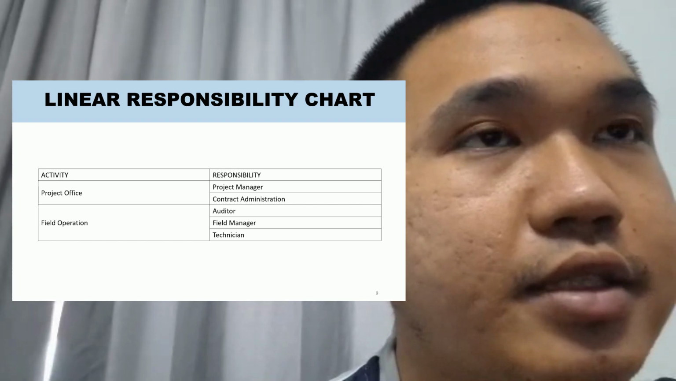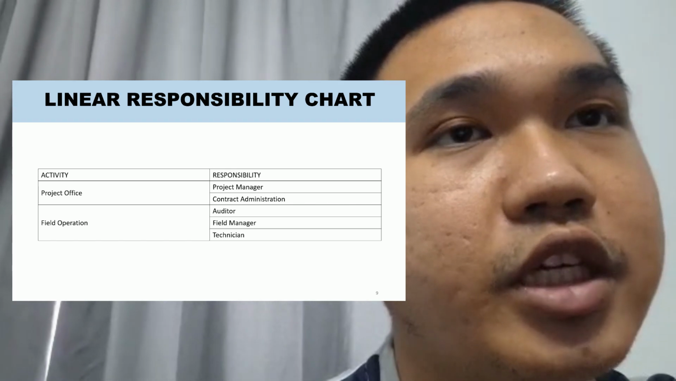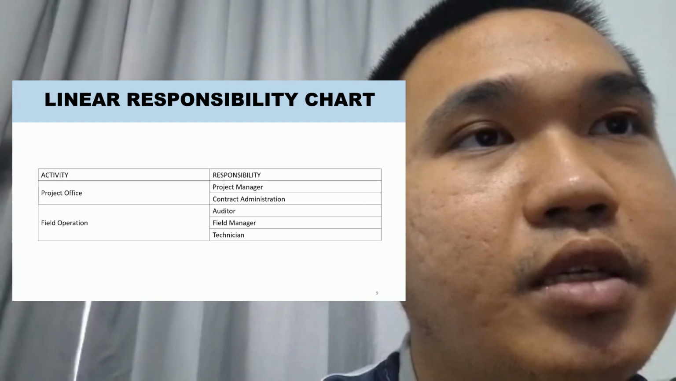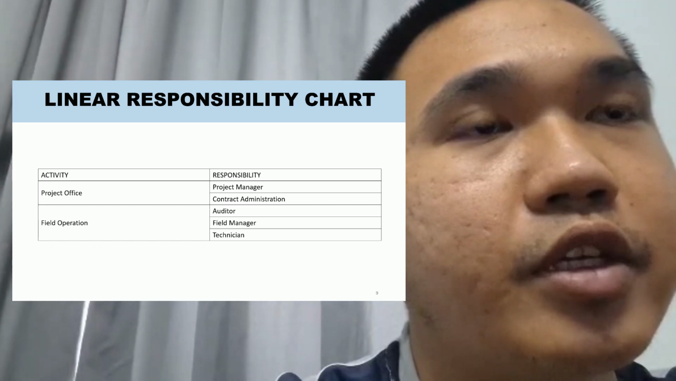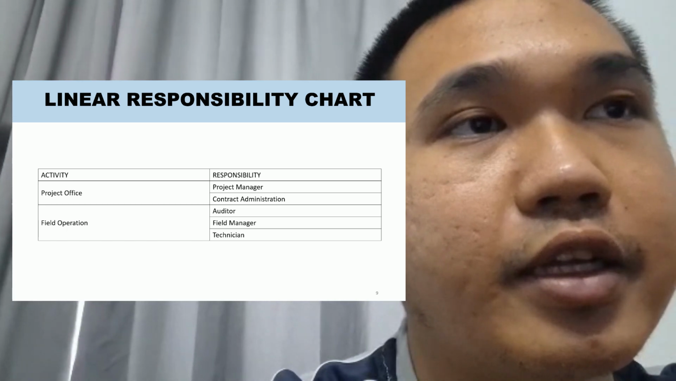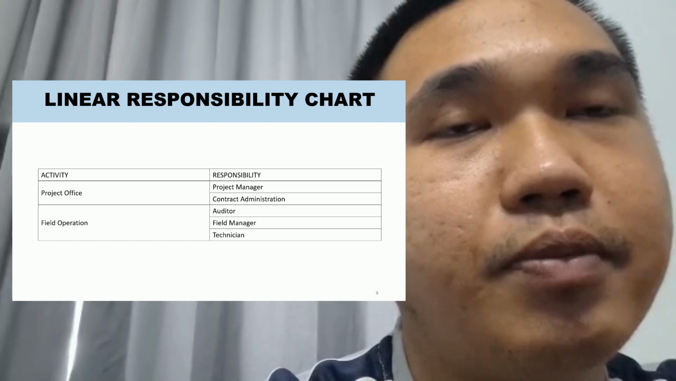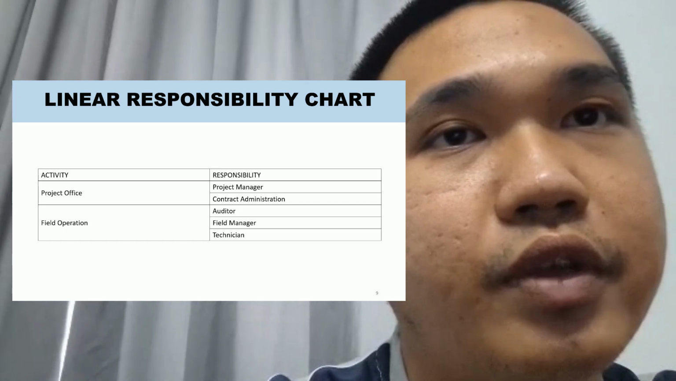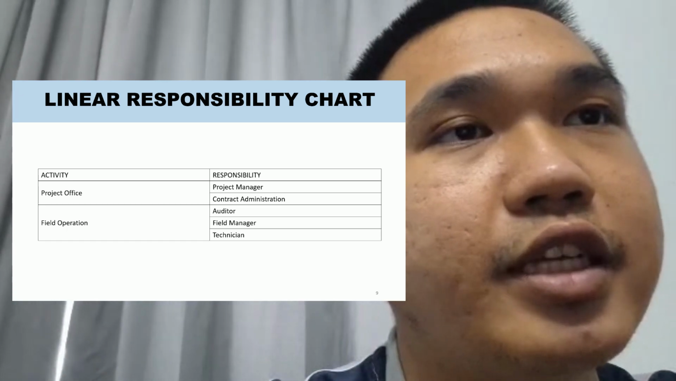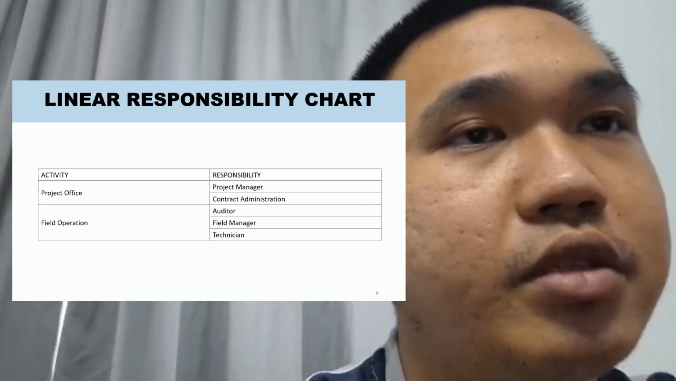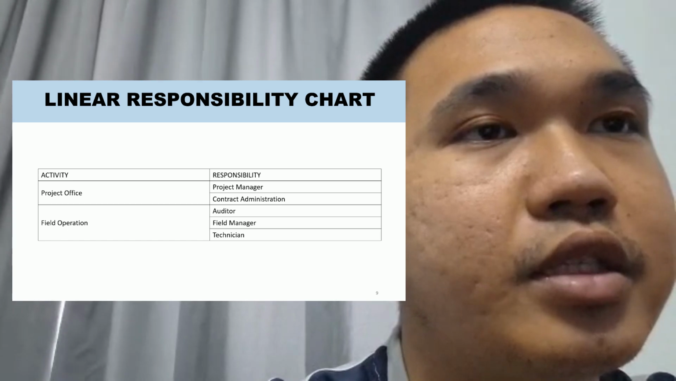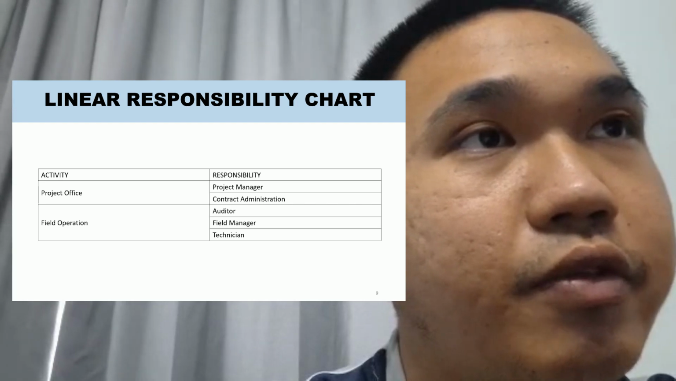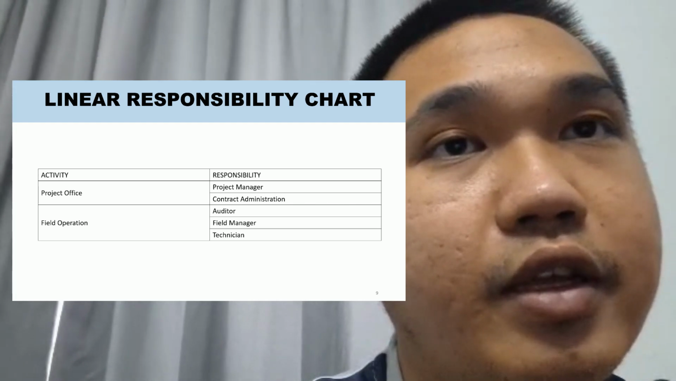Next is the linear responsibility chart. As we can see from the table, these are the persons responsible in this project, the replacement of LED lighting for the UniMAP building project. It includes the project office and the field operation. In the office there is a project manager and contract administration, and in the field operation there are the auditor, field manager and technician. They will consult, inform, and also support the activities.